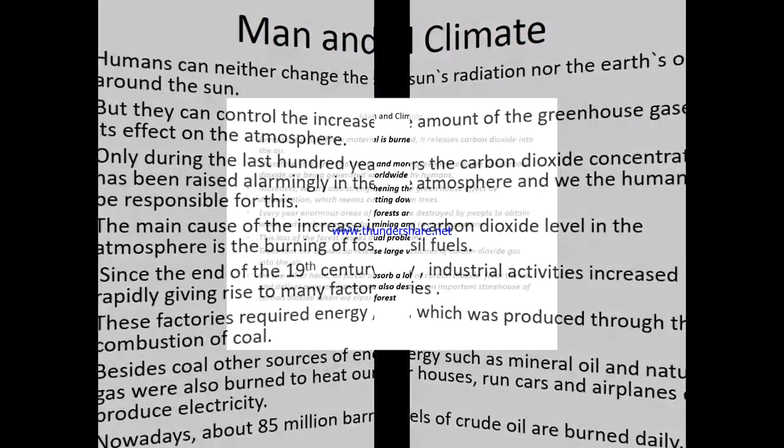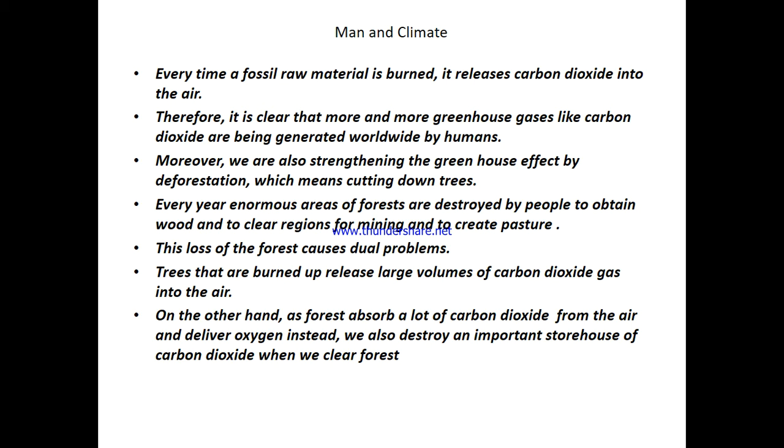In the next part of the text, every time a fossil raw material is burned, it releases carbon dioxide into the air. Therefore, it's clear that more and more greenhouse gases like carbon dioxide are being generated worldwide by humans. Moreover, we are also strengthening the greenhouse effect by deforestation, which means cutting down trees. Every year, enormous areas of forest are destroyed by people to obtain wood and to clear regions for mining and to create pasture. This loss of forest causes dual problems.